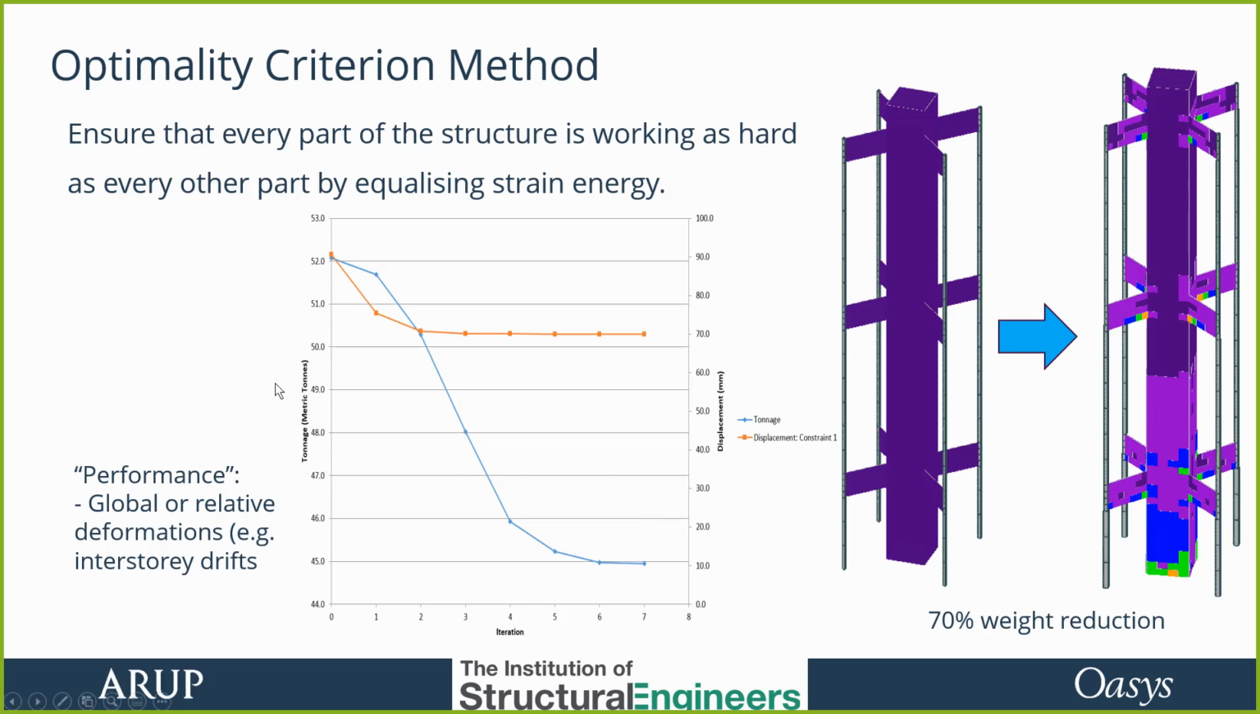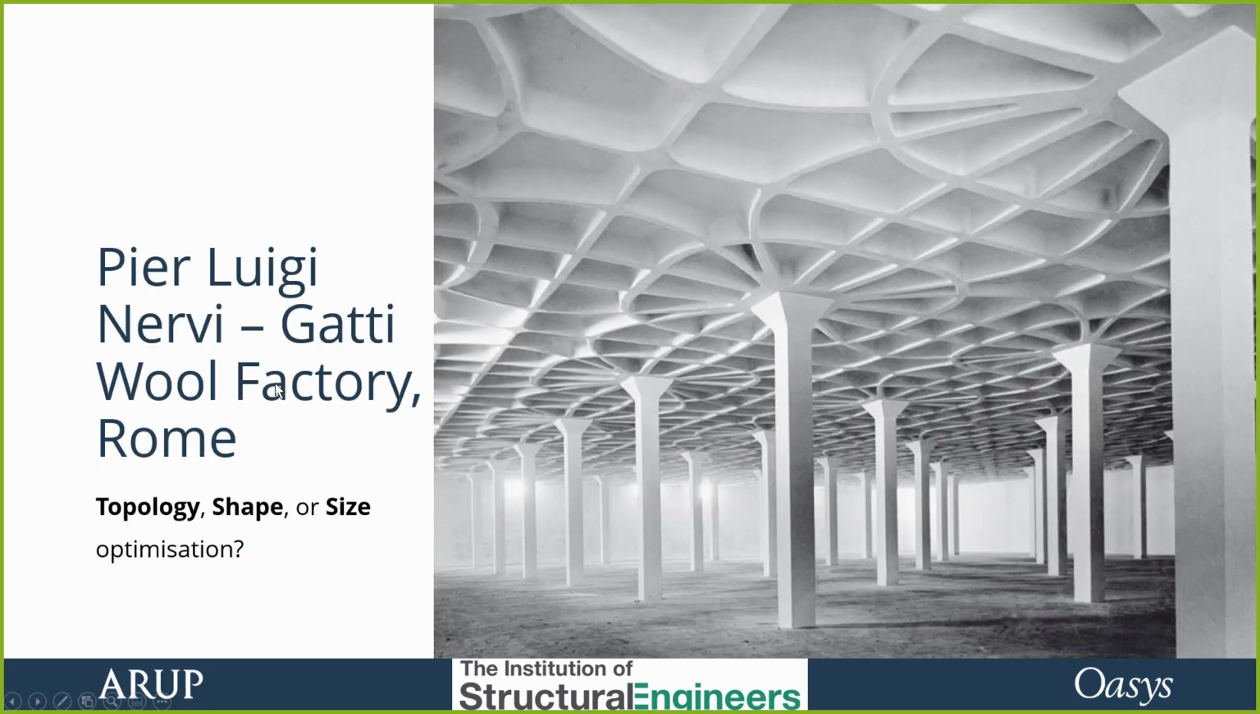So, topology, shape, size, and everything. If we look at something like Pierre Luigi Nervi's Gatti Wool Factory, is that topology optimization? Is that shape optimization? Is it size optimization? Is it a bit of a mixture of some or all of them? Don't worry too much about the exact categorization of what optimization you're doing. Just bear in mind there are lots of things you can be doing.